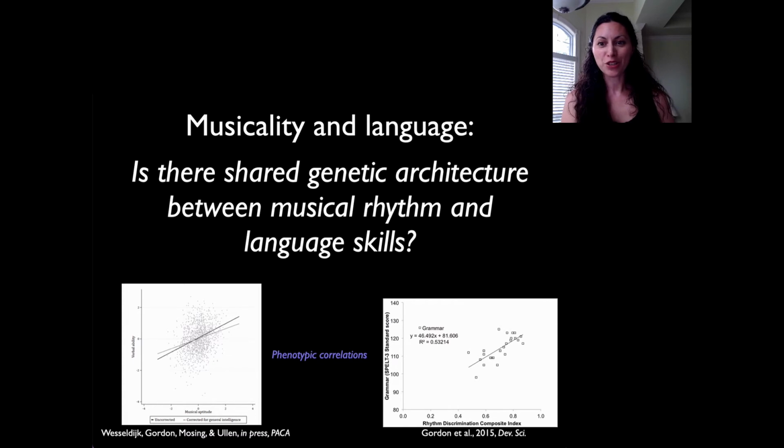So we're really interested in whether musicality and language traits share genetic architecture more generally, and then specifically whether beat synchronization shares genetic architecture with spoken language and reading traits. And that's a prediction that we made based on phenotypic associations in the literature, including some work from my lab as well as many, many other studies.